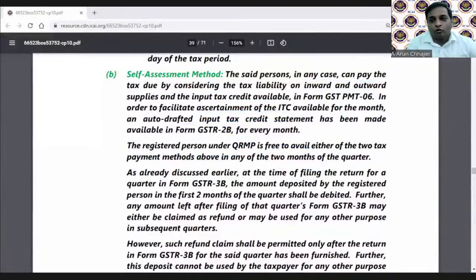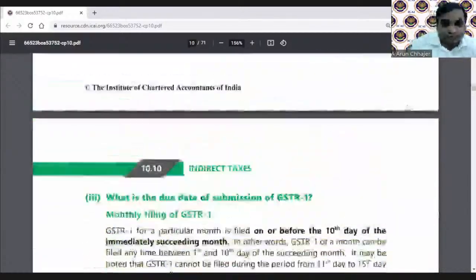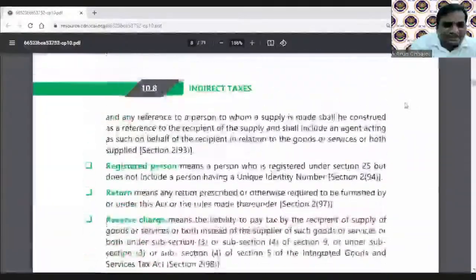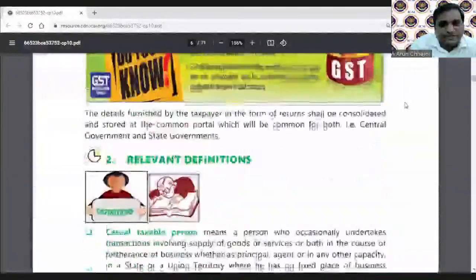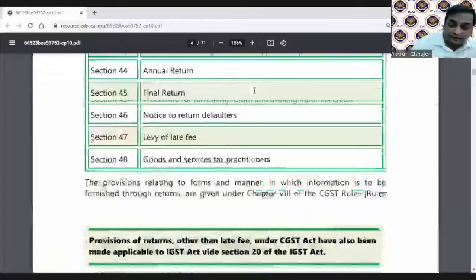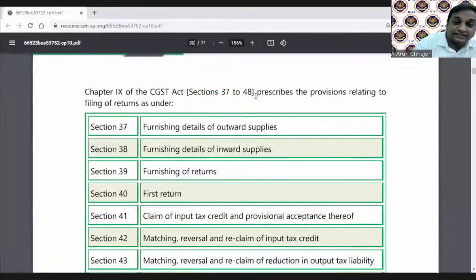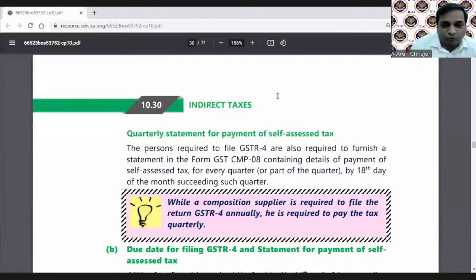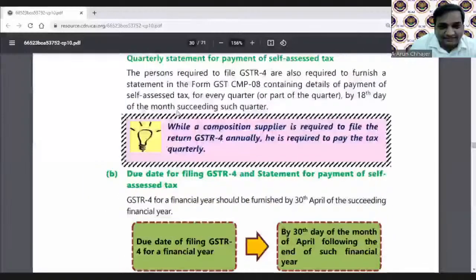Let me go to the content of GSTR 3B. We have to cover multiple things, so we are taking some speed comparatively. We need to see the GSTR 3B, what the GSTR 3B content is, etc.